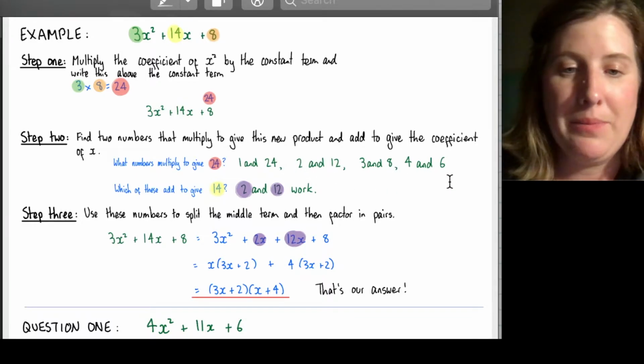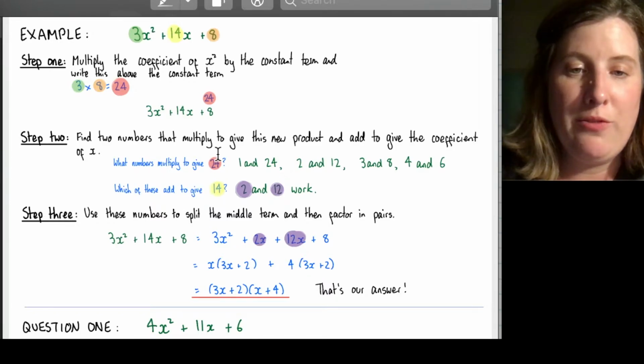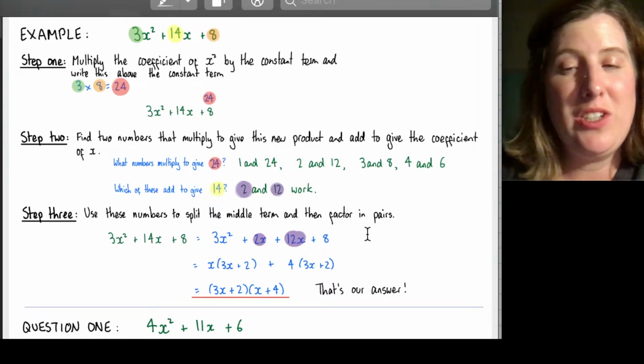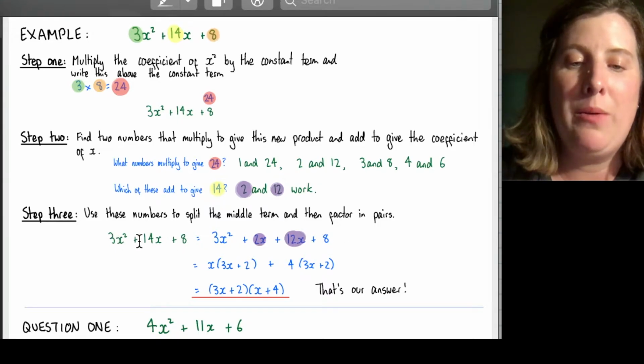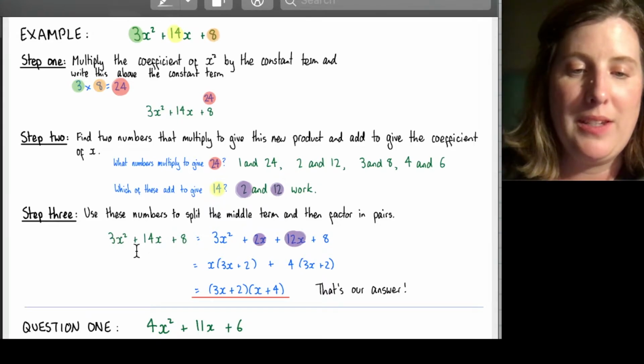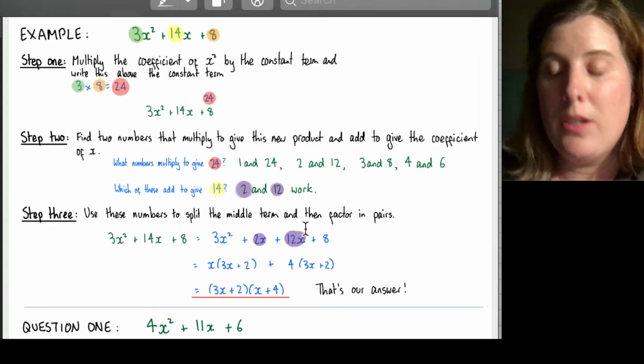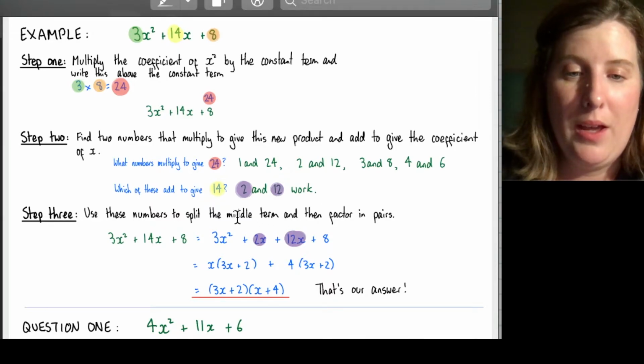And it was positive 24. It was nice and easy. Which of these added to give positive 14? 2 and 12 worked. This time we couldn't just chuck it straight into brackets yet. We then had to rewrite this expression, but instead of 14x, we rewrote it as 2x and 12x. And it wouldn't have mattered which order we wrote these around.